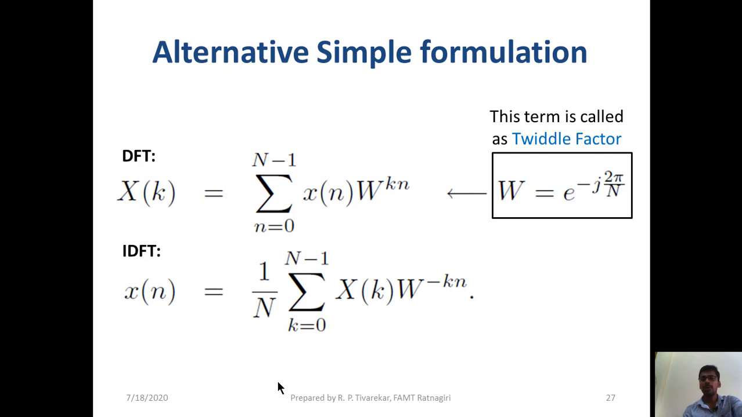The alternative simple formulation is, instead of writing e raised to minus j 2 pi by N into nk, we can replace e raised to minus j 2 pi by N by W, and we can rewrite both formulas like this, where this W itself has a negative power inside it. That's why DFT formula will have positive kn and IDFT formula will have negative kn as a power. And this W is called a twiddle factor. We'll see in more detail how that simplifies our calculations.